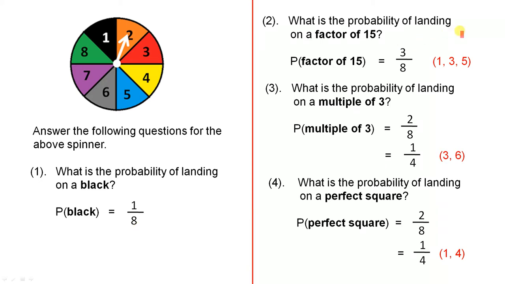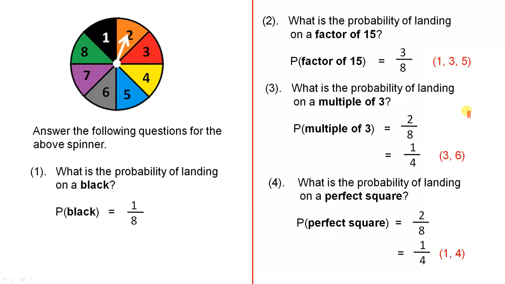What is the probability of landing on a factor of 15? So like the previous question, the factors of 15 are the numbers that divide into 15 evenly. And the only numbers that divide into 15 evenly from this spinner here are the 1, the 3 and the 5. So the answer will be 3 on 8 because there are 3 numbers.